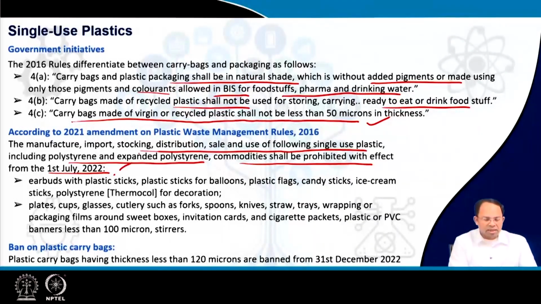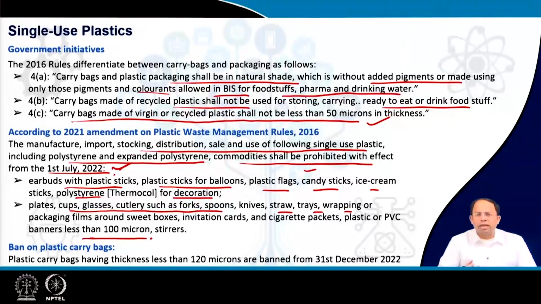So this is a new rule that has come up, and you can see that all these earbuds with plastic stick, balloons with plastic sticks, plastic flags, candy sticks, ice cream sticks, polystyrene, thermocol for decoration, all this has to be banned. And then plates, cups, glasses, cutlery such as forks, spoons, straws, trays, wrapping, and all these things that are less than 100 microns, and also PVC banners which are less than 100 microns, this commodity shall be prohibited from this particular date.